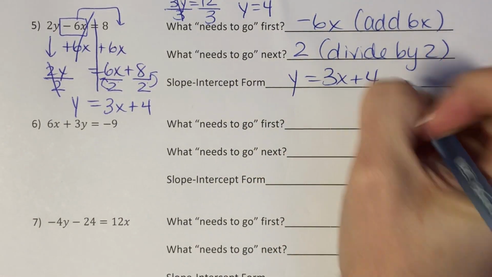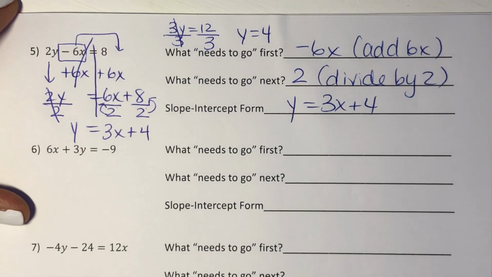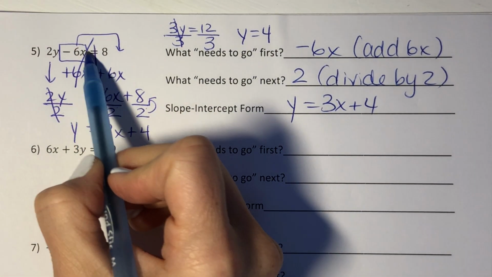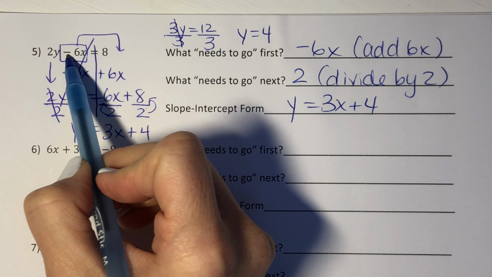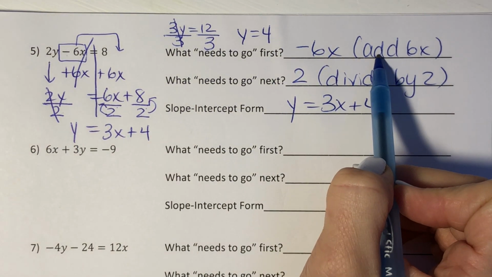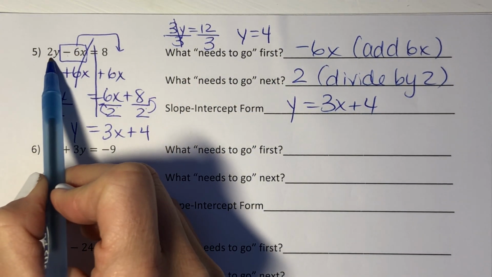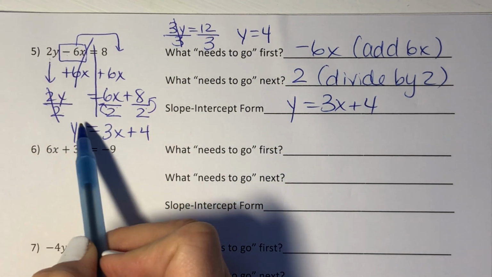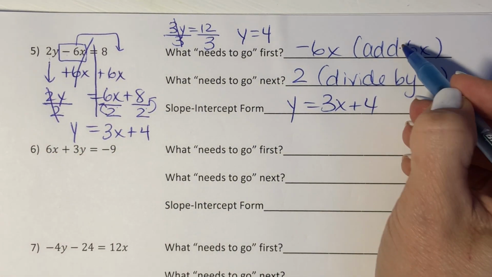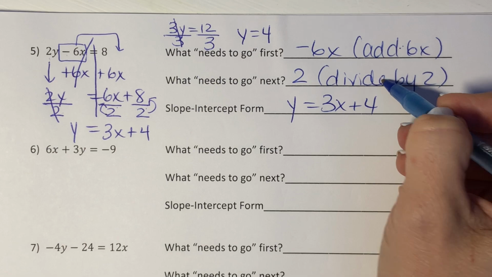Okay, and I want to show you what we did. We looked at the original problem and we saw that we needed to move the whole negative 6x. And because it was subtraction, that's why we added. And because there was a coefficient in front of y, that's why we divided. So this is going to be either add or subtract for your first step and then divide for your third.